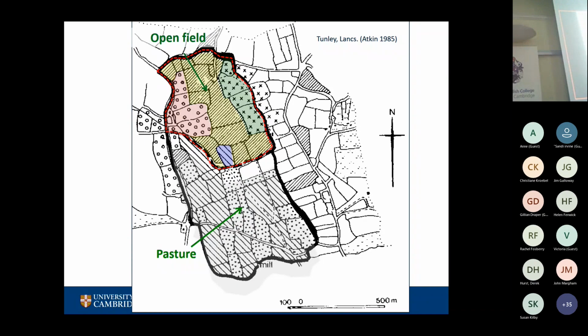And if I choose to put my animals on my strips or my enclosures, not enclosures, on my holdings at the end of the harvest, I have to tether them in such a way that they don't damage your holding. And then below is the outfield, which is pasture. So that's a narrow open field.